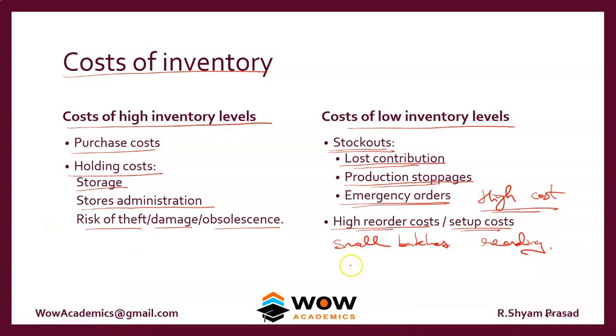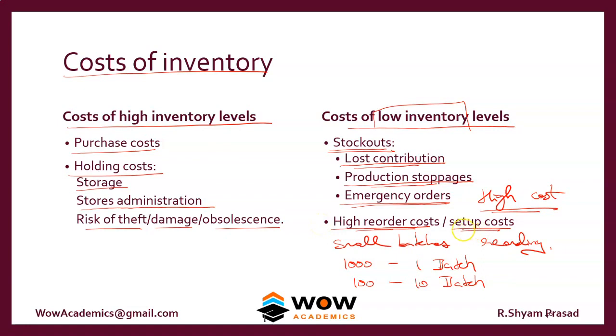For example, if the company wants to buy 1000 units of raw material, if they buy it in one batch, it is very cheap in terms of reordering cost. But if we are going to hold low levels of inventory, then it means that we are going to buy just 100 units of raw material. That means we have to order 10 times. Because of this, the ordering cost becomes very high. So that is the cost of inventory.